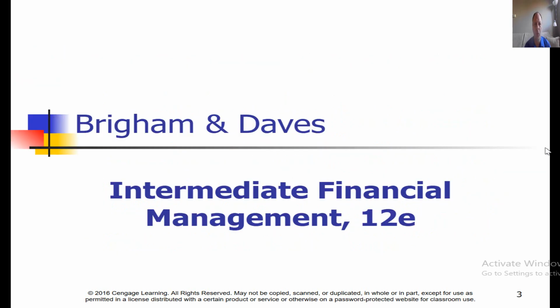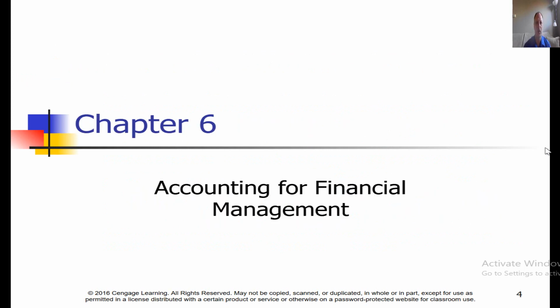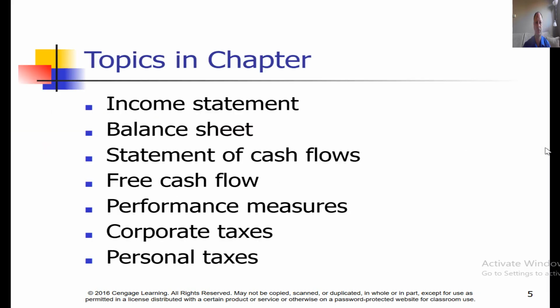For this lecture, we will use the text by Brigham and Davis, Intermediate Financial Management, which is an excellent financial textbook. In today's lecture, we will cover Chapter 6, Accounting for Financial Management. Topics included in this chapter are how to read an income statement, a balance sheet, a statement of cash flows, how to determine free cash flows.